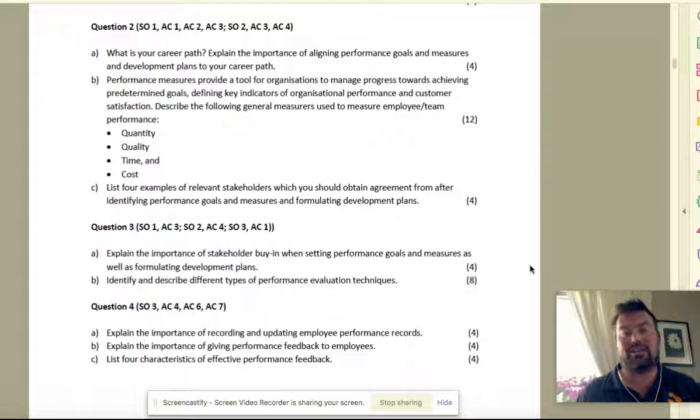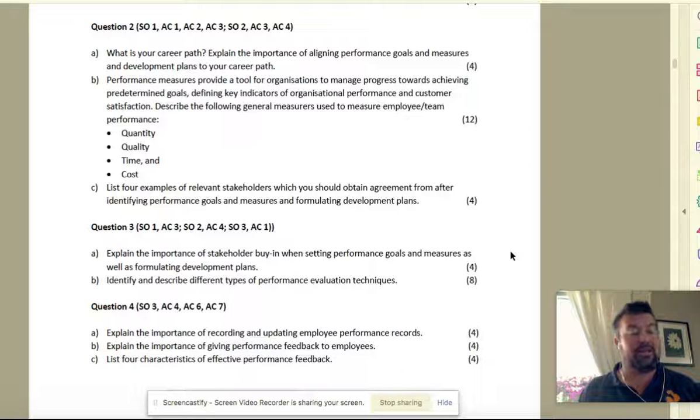So, in your organization, who are those stakeholders that should be consulted when you put together your performance measures? Is it your managers, HR, teammates? Is it people that are allied, maybe suppliers, customers? So, tell me, who are those relevant stakeholders that should be consulted in developing performance measures?